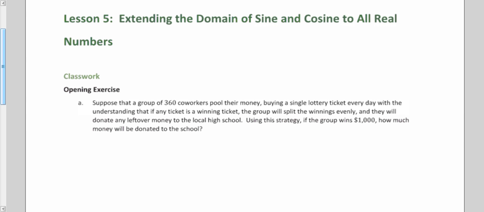And they all donate any leftover money to the local high school. Using this strategy, if the group wins $1,000, how much money will be donated to the high school? So, what they mean by this is 360 people split $1,000 evenly, not down to the cent, but to the dollar. Okay? Does that make sense to everybody?